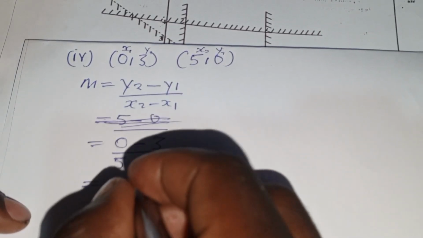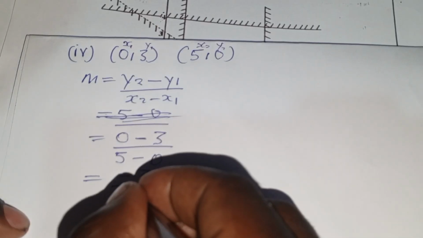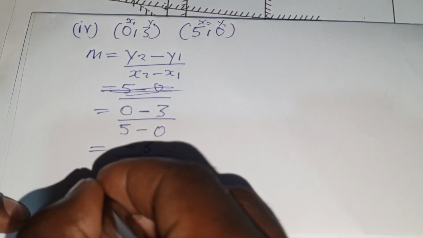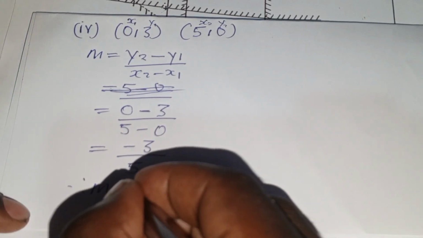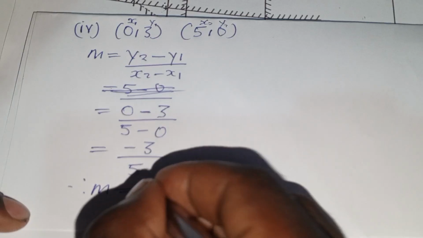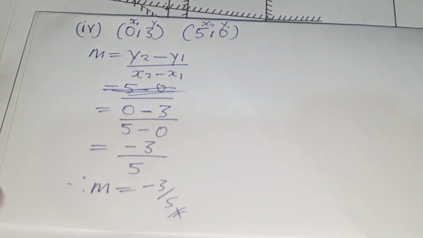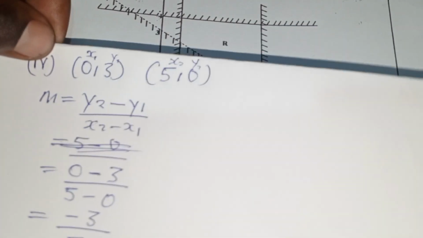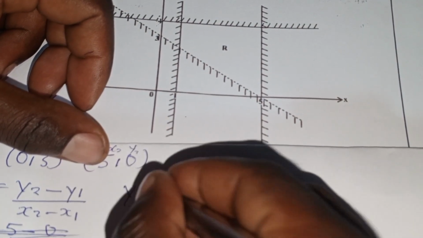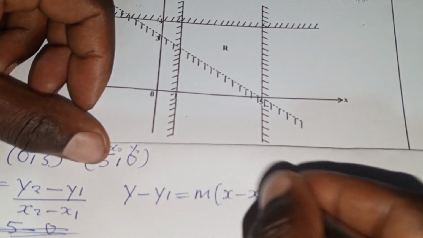Okay, so we try to subtract here. We're going to have 0 minus 3. We get negative 3 over 5 minus 0. We are going to get a 5. So that simply means that the gradient was equal to negative 3 over 5. This is the gradient. Upon getting the gradient, we can now find the equation using the formula, which is y minus y1 is equal to m(x minus x1).